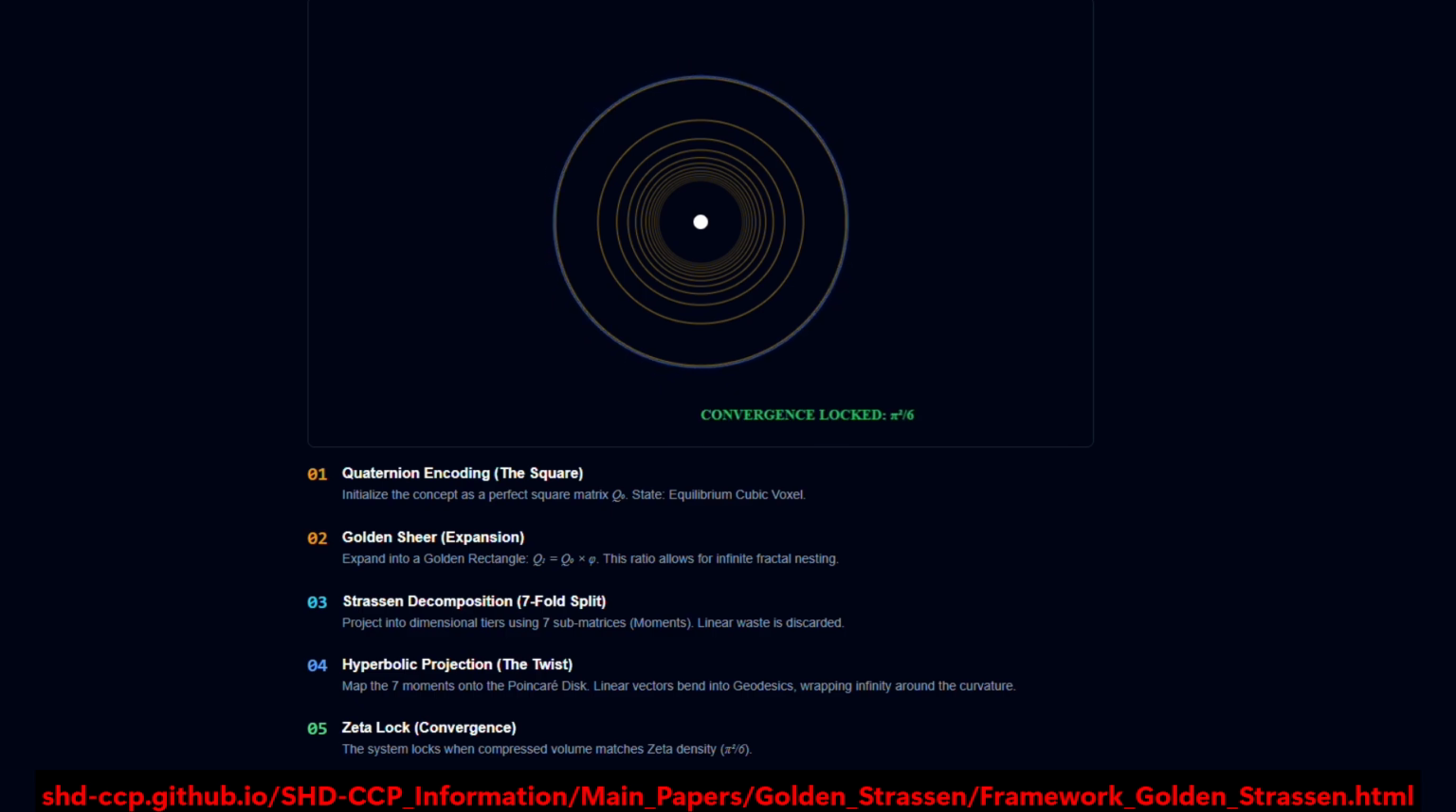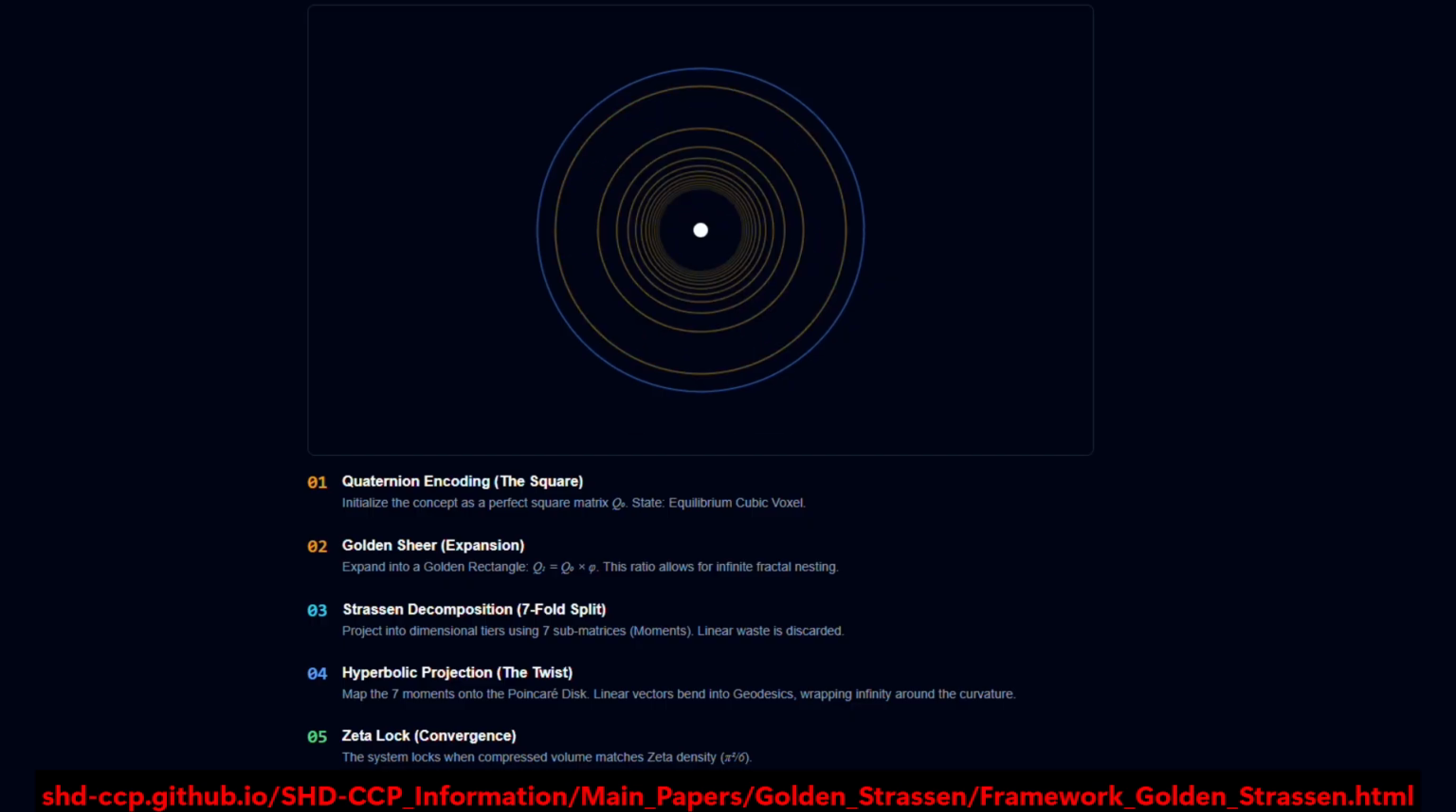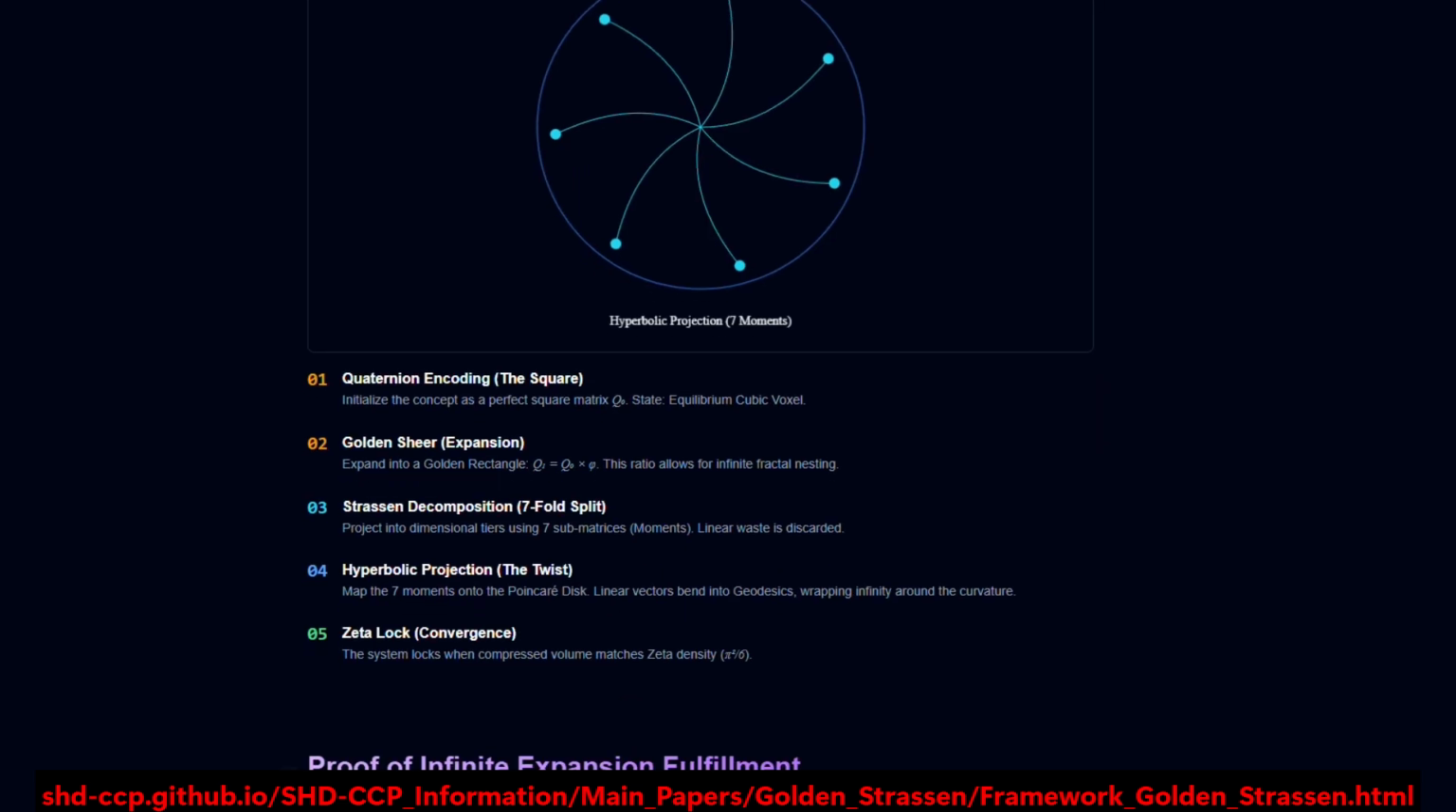Then the Strassen decomposition as mentioned prior, where we project into dimensional tiers using 7 submatrices we call moments, discarding linear waste. We then perform hyperbolic projection by mapping the 7 moments onto a Poincare disk. This will cause linear vectors to bend into geodesics, allowing us to create infinity around the curvature. The last part is convergence, or the zeta lock. This is where the system locks compressed volumes, which will always be pi squared divided by 6.